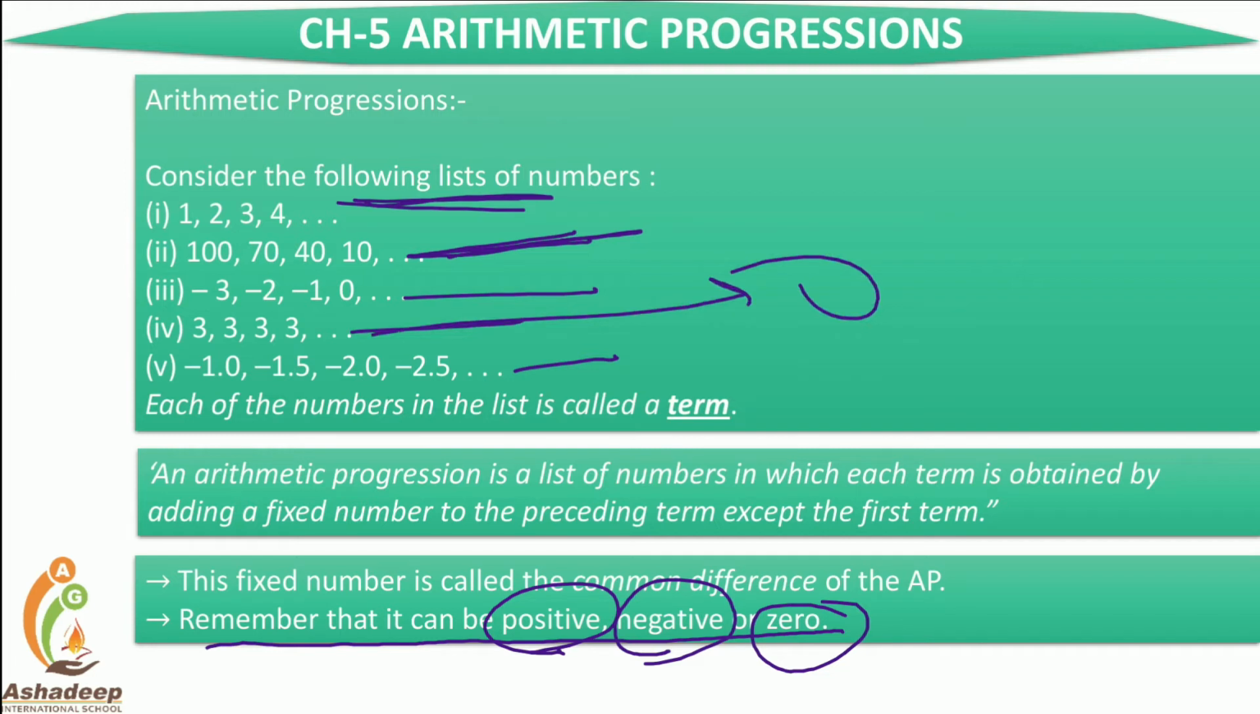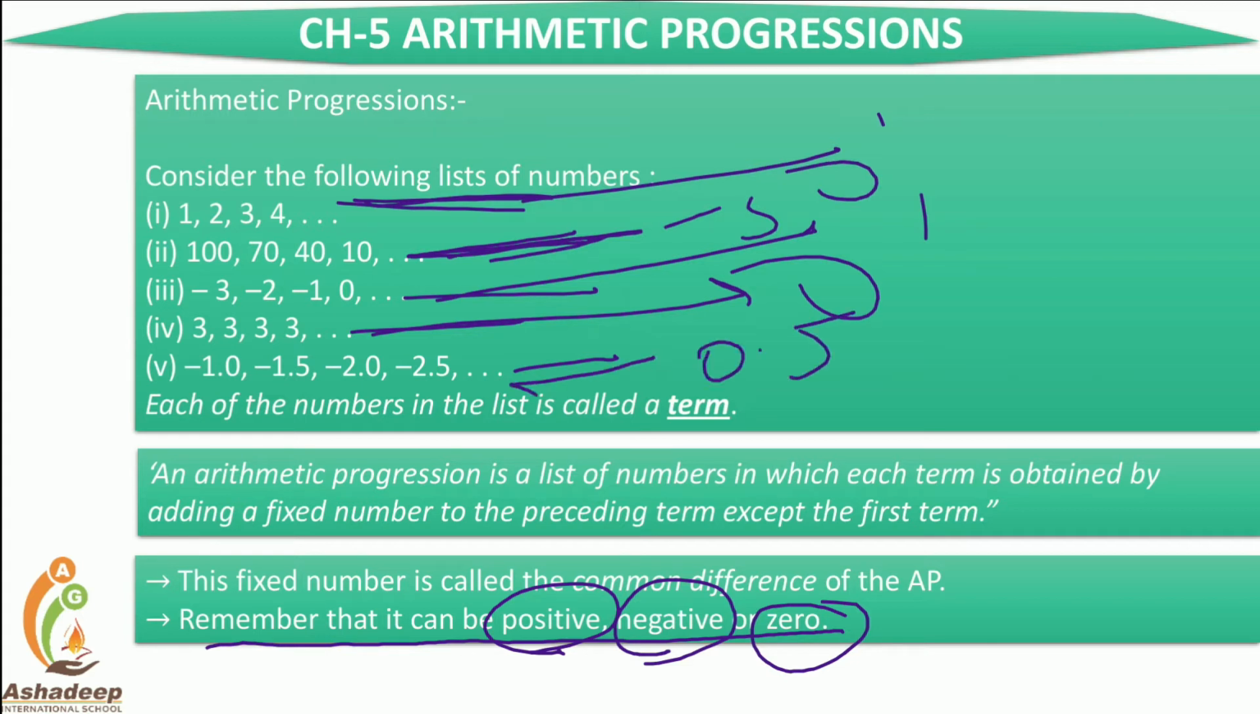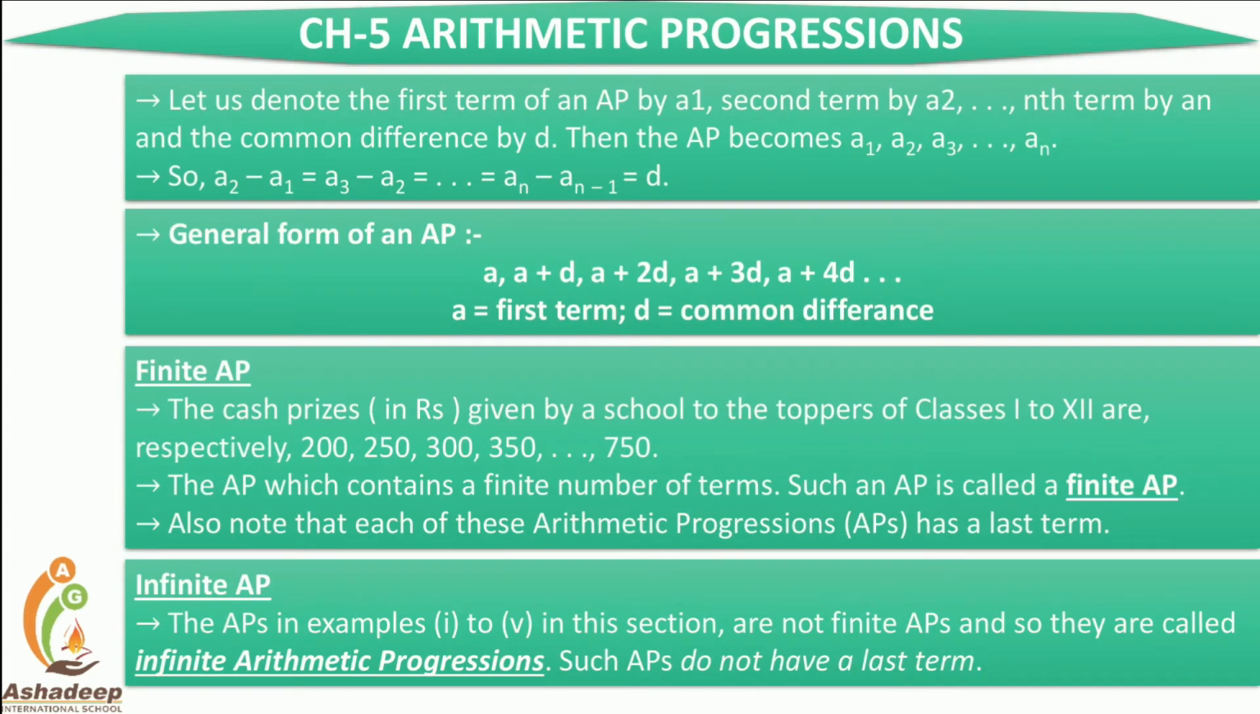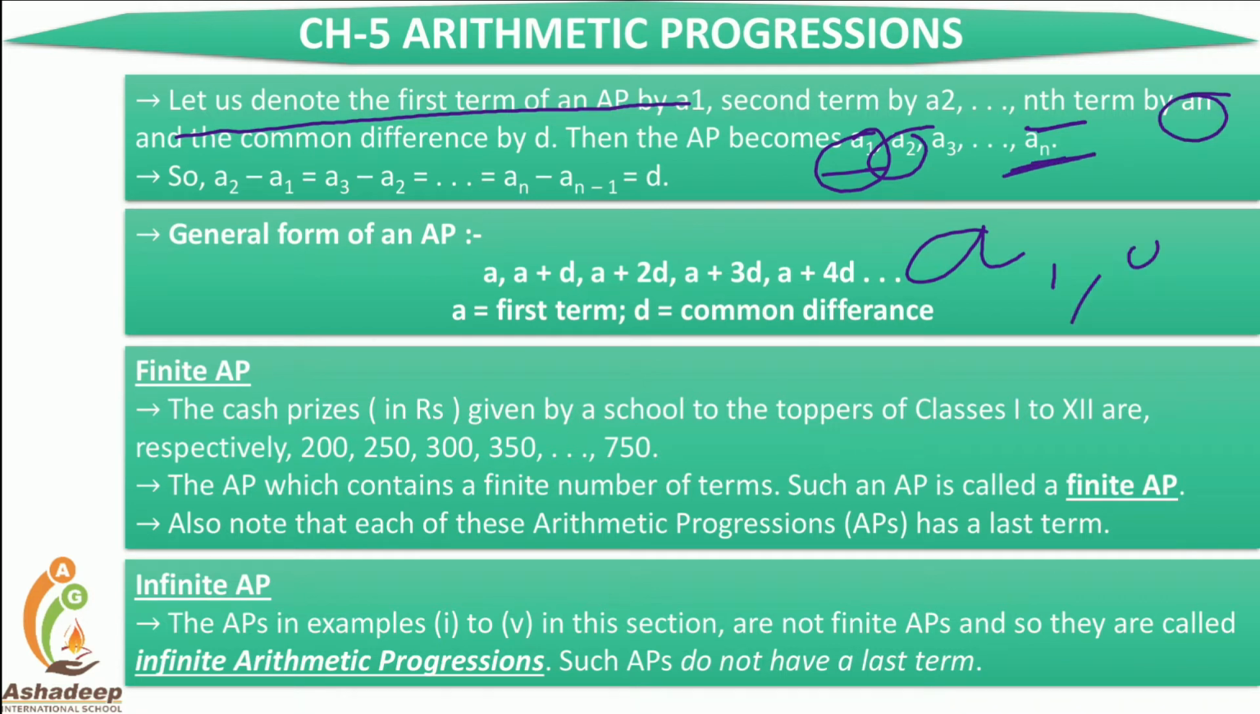So it can be positive, it can be negative, or it can be 0. Now let's move ahead. Let us denote the first term of an AP by a1, with 1 as a suffix. Let the first term be denoted by a1, the second term by a2, and the nth term by an.